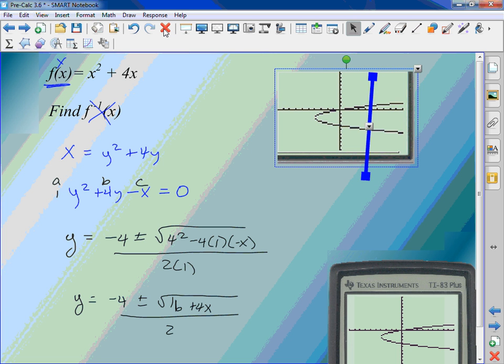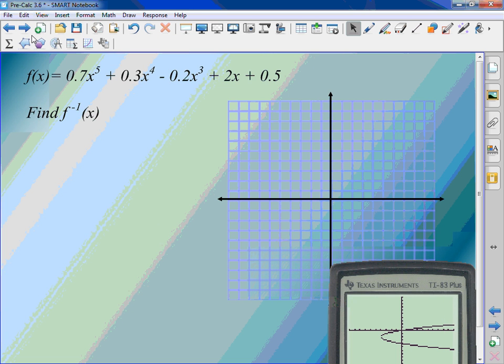Now, I want to show you something. This one here. I have f of x equals 0.7 x to the fifth plus 0.3 x to the fourth minus 0.2 x cubed plus 2x plus 0.5. We want to find the inverse of f. Now to find the inverse, okay, you don't have to write this down right now. What does it mean to do the inverse? Flip the x and y. You don't have to write this.